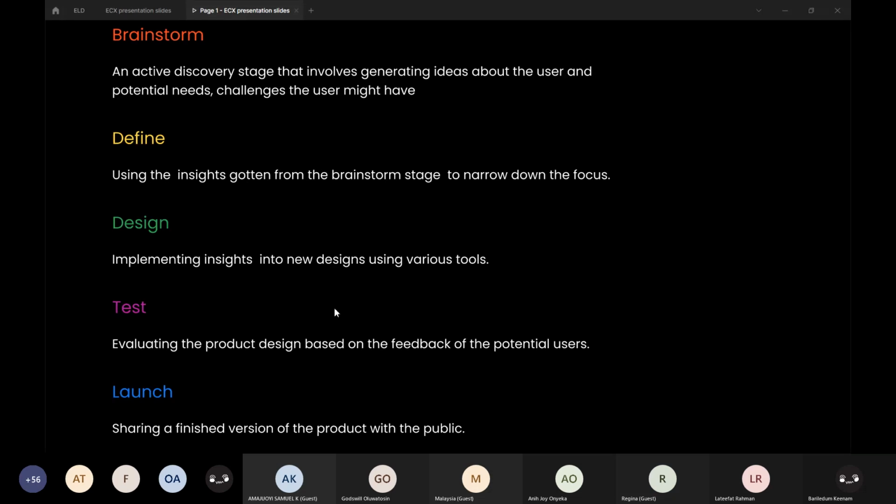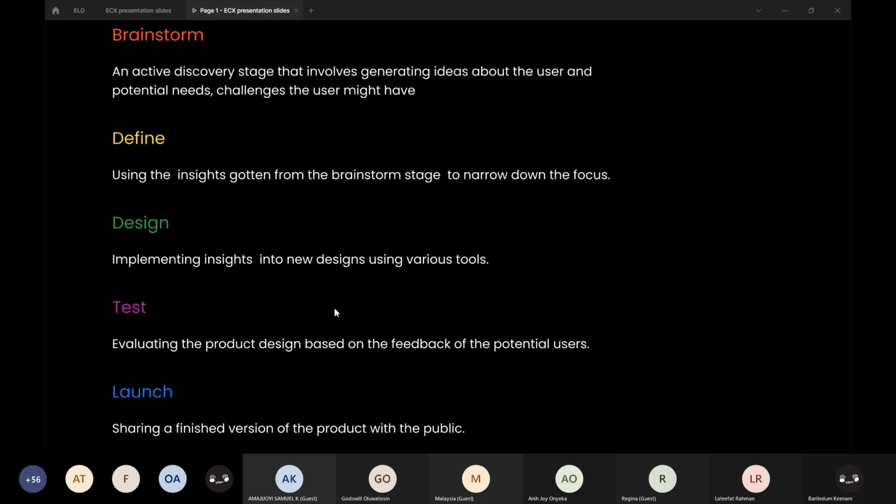So the design stage involves implementing the actual design. Prior to the define stage, you should already have narrowed your... okay, sorry about that.